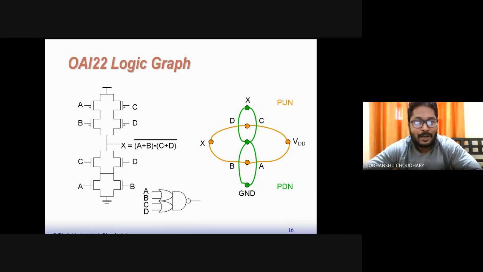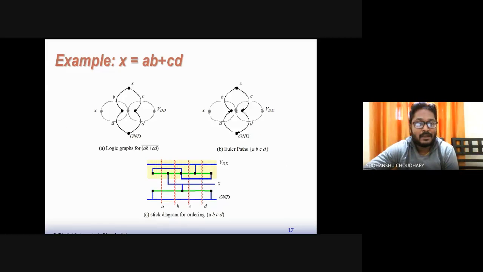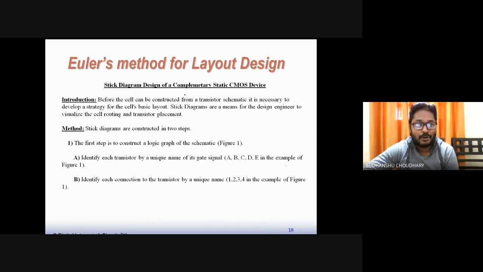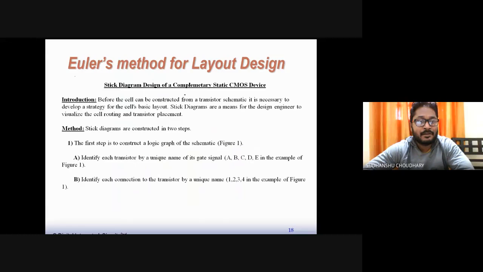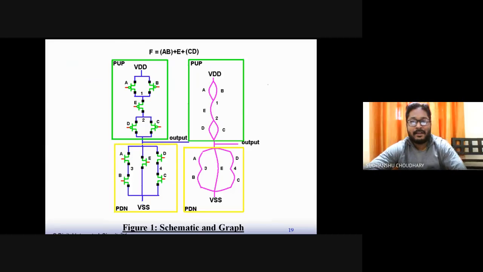Okay. So now let us come on to this technique, that is how to draw the layout by using the Euler method, right? So this is the Euler method for layout design. If you follow this method, then the layout can be efficient. That is, it can consume smaller area, and the transistor cells can also be placed optimally, right? So everything will be optimum if you try to draw your layout using the Euler method.